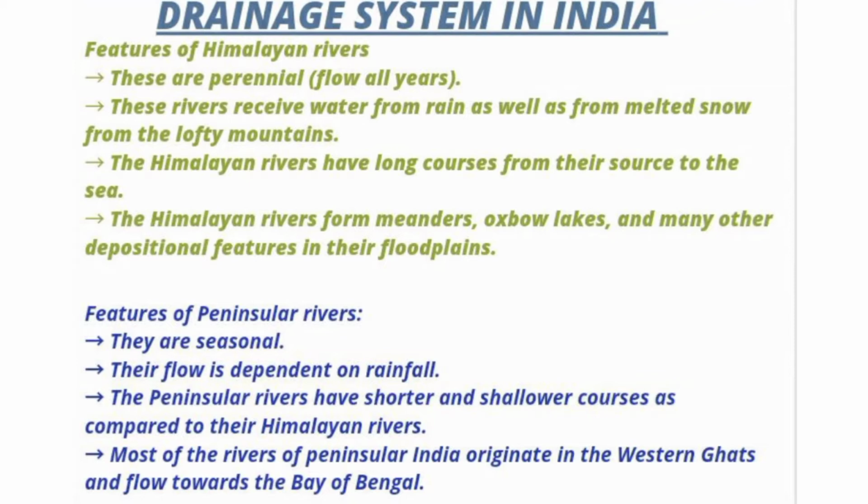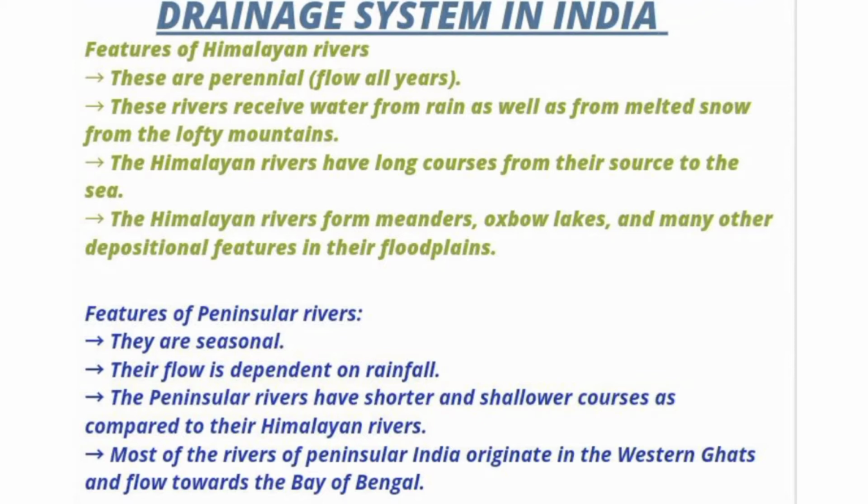These rivers receive water from rain as well as from melted snow from lofty mountains. The Himalayan rivers have a long course from their source to the sea. The Himalayan rivers form meanders, oxbow lakes, and many other depositional features in their floodplains.